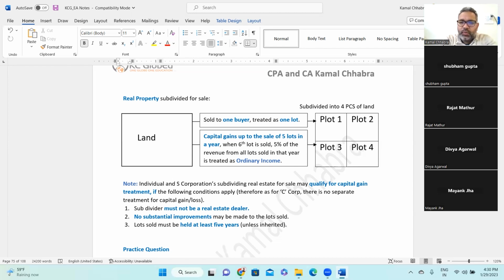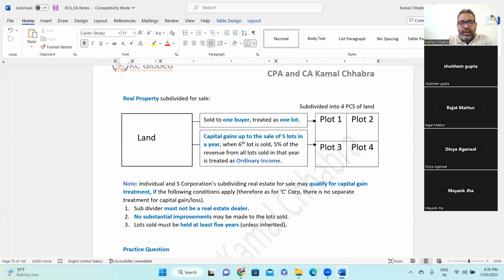Two exceptions. One is if you are selling the entire piece to one buyer, then you can consider it as capital gain. Or if you are selling 5 or fewer than 5 pieces, then also you can consider that as a capital asset. But if you are selling more than 5 pieces, 6 pieces, then 5% of the entire revenue would be considered as ordinary income. And if you are selling more than 6 pieces, then it will be considered as normal business income, real estate business income, and needs to be taxed at the ordinary tax rate.